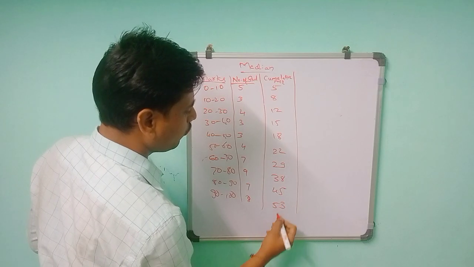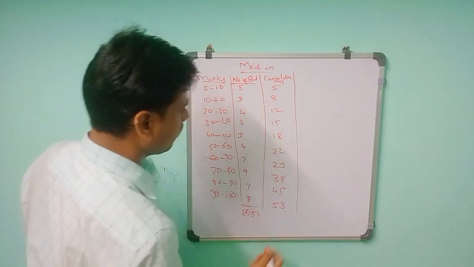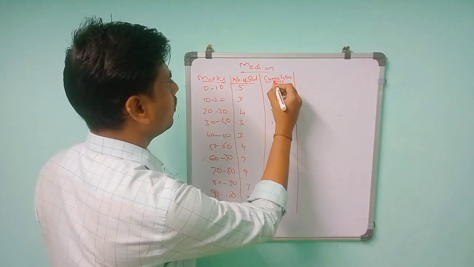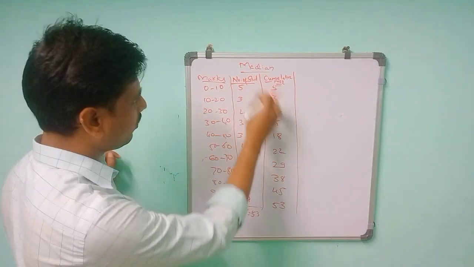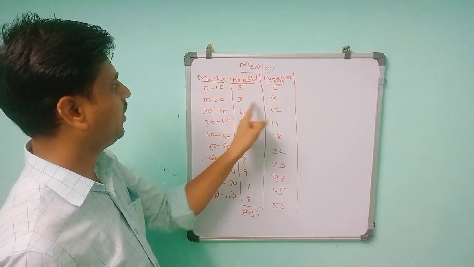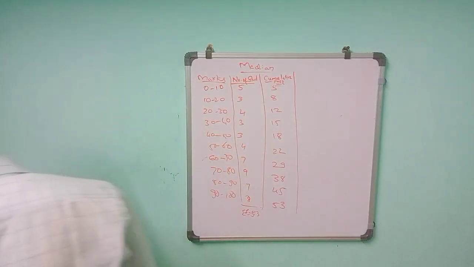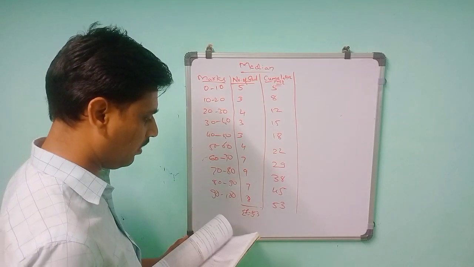They gave a total of 53 students. This is sigma f, 53 students. So the last number will be 53 in the cumulative frequency table. The first number I keep as it is, then go on adding the next number. 5 plus 3, 8, 8 plus 4, 12, 12 plus 3, 15, 15 plus 3, like that. Then we get the cumulative frequency table like this.